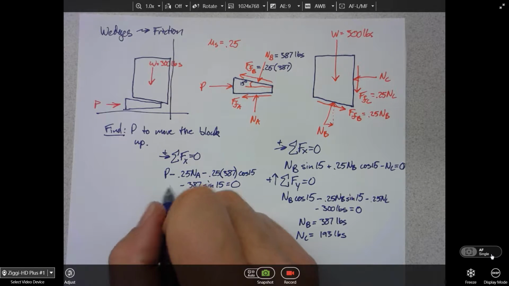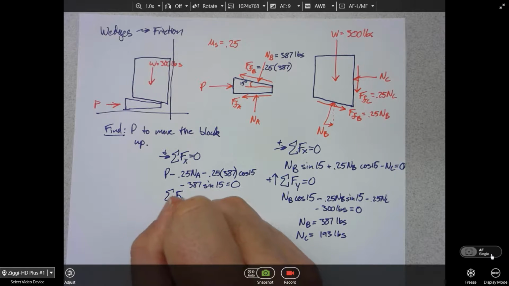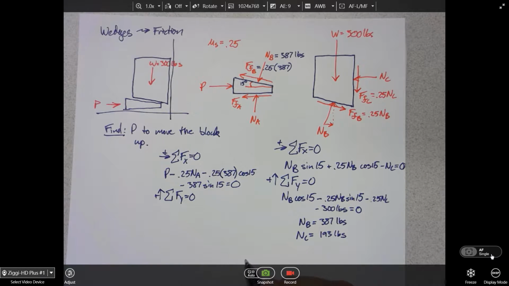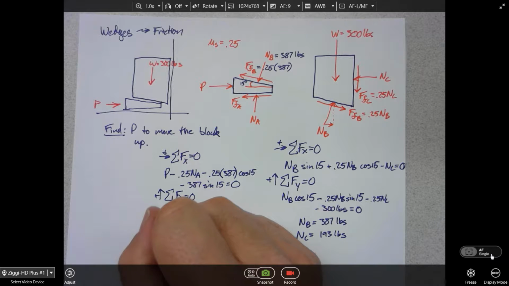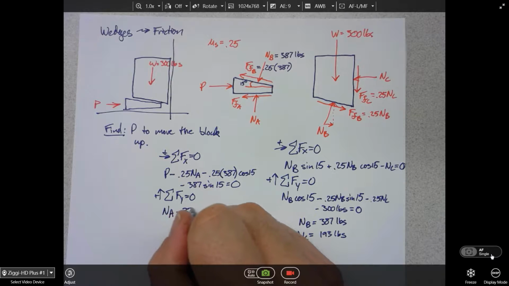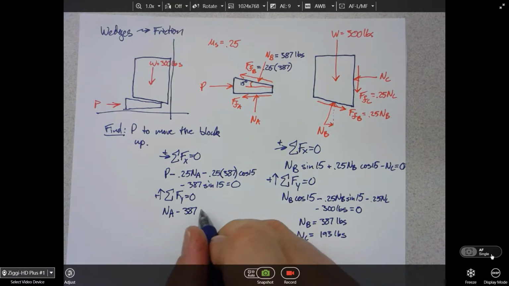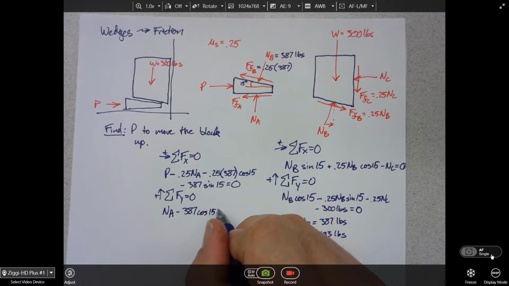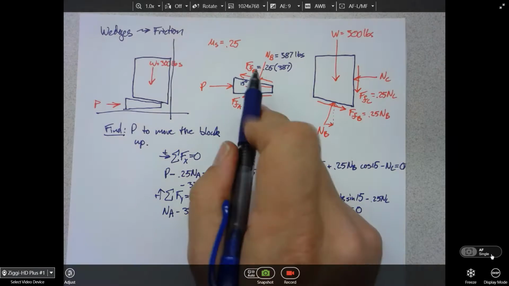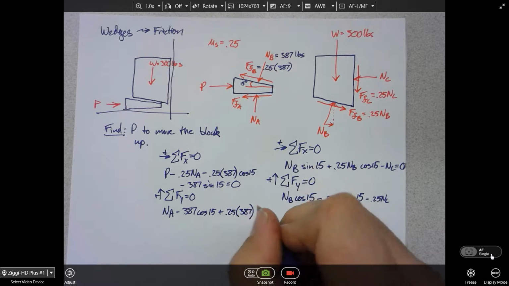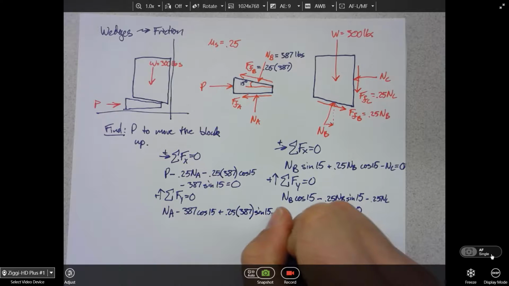Okay, 2 unknowns still, so I need to write another equation. Sum of the forces in the y. We'll have NA minus 387, that's NB, but cosine 15, plus the force of friction at B that's vertical, so that's going to be 0.25 times 387 sine 15 equals 0.